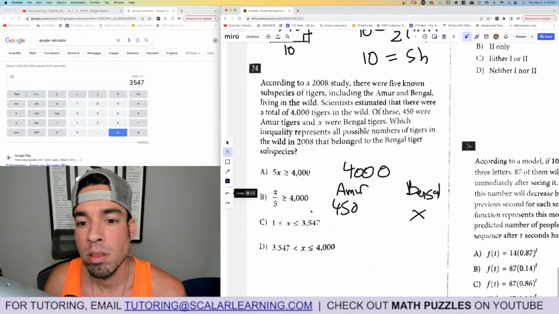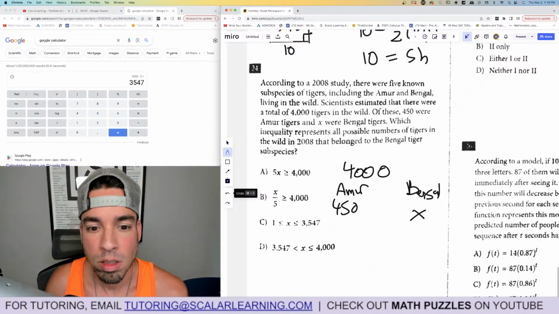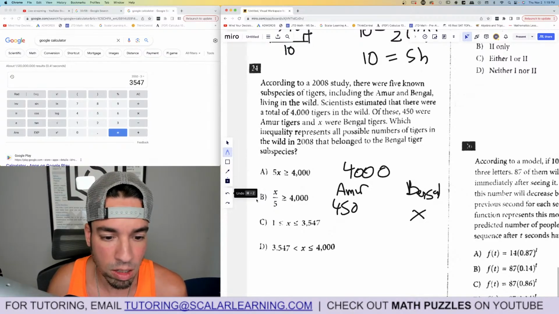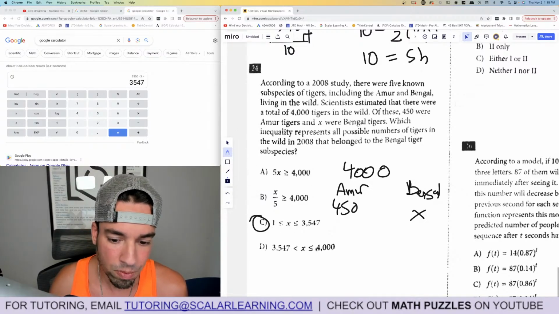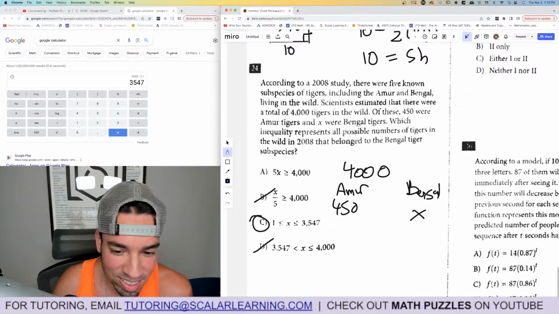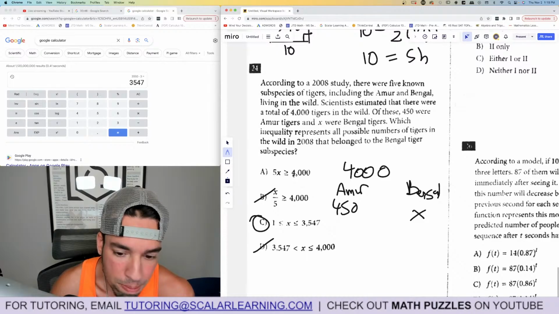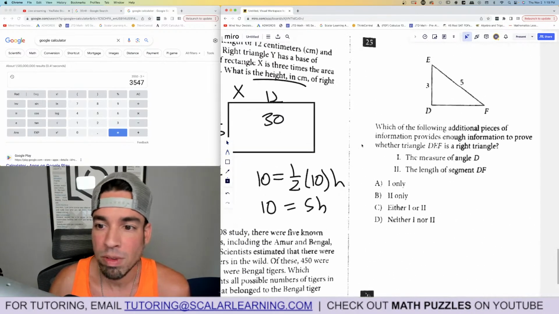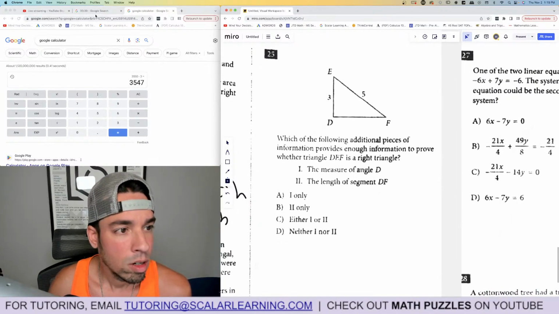And of these 450, so I think it had to be less than this, but then assuming it's at least 1, I think it's C. It couldn't be 4,000, so that doesn't make any sense. Obviously, wait, this would say it's greater than 20,000. That makes no sense. This would say it's greater than 500, but there's no cap on it. That doesn't make any sense. So it's got to be C. Boom, done. 25.